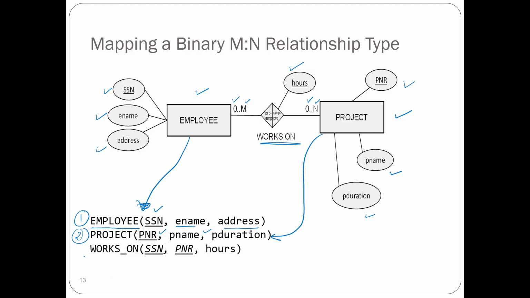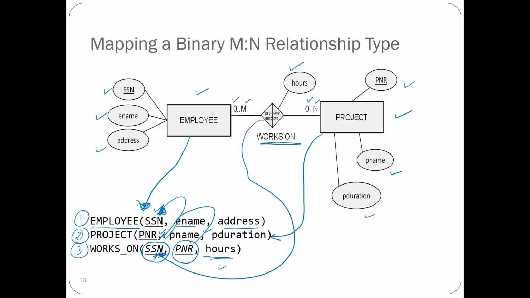Good. And finally, the most interesting thing is over here. All right. For this M to N relationship type, we will have to create another relation like works on. And in the works on relation, we'll have to put two foreign keys: SSN, which will refer to the primary key SSN of employee, and PNR, that's again a foreign key which will refer to the primary key PNR of project. Fine. And then this attribute hours, we will put in works on.